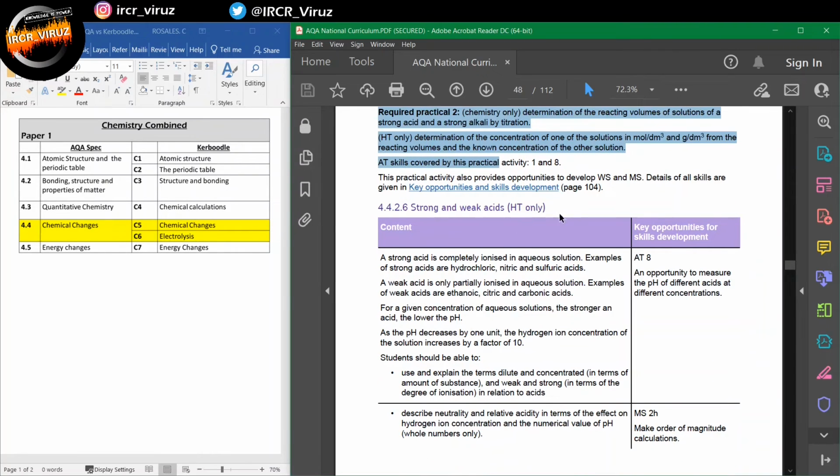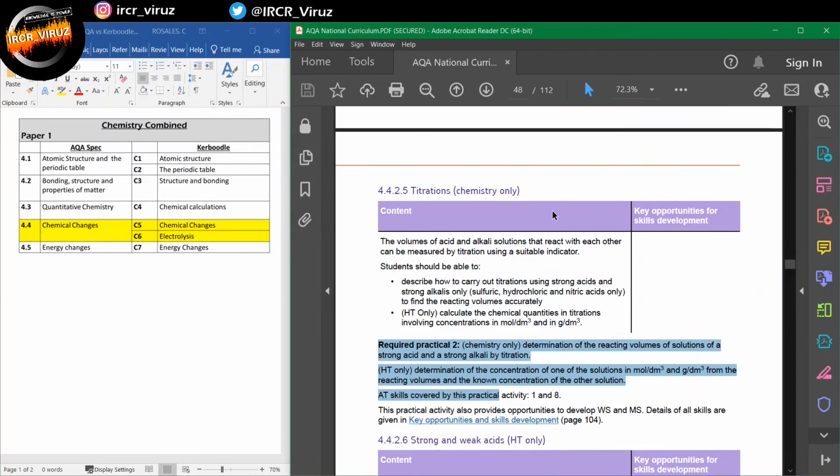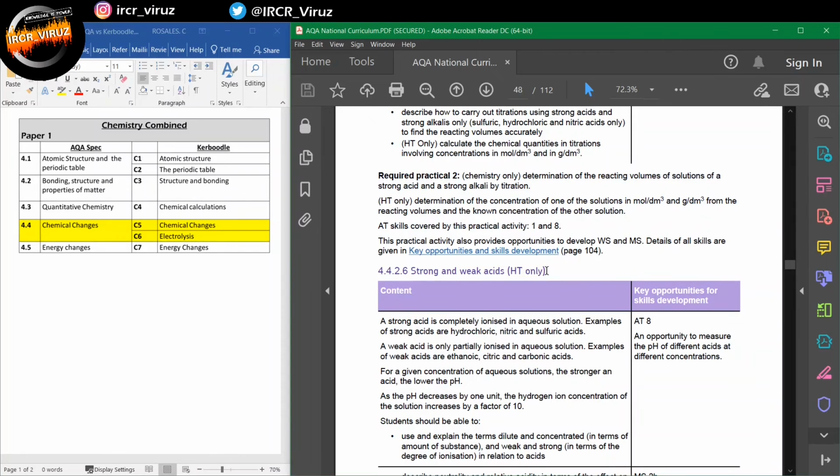This is for higher tier only, all right? What we've got there is that you want to explain what makes an acid strong and what makes an acid weak, and it has to do with the dissociation of the hydrogen ions when it's in contact with water. So when you put the acid into the water, if most of the ions break away, for instance, if you've got hydrochloric acid, HCl, and you put that in water and most of the ions from the hydrochloric acid break away, that makes it a strong acid, okay?